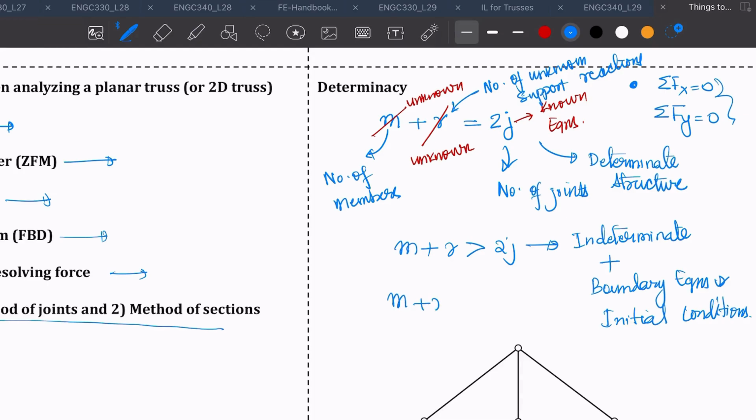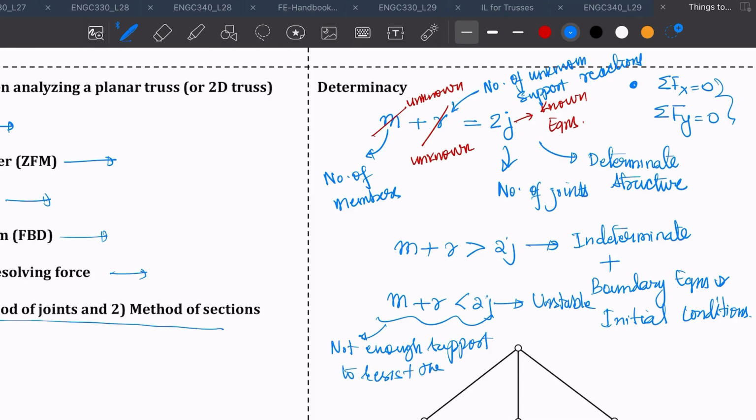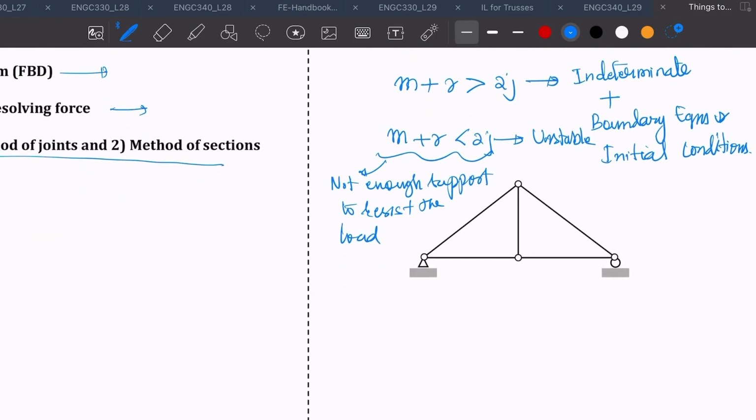And if m plus r is less than 2j, then we say that it is unstable, which means that there is not enough support to resist the load. Okay, so if there's not enough support to resist the load, then it is unstable. So more about unstable and how to find instability, you will find in any textbook in structural analysis or in statics.